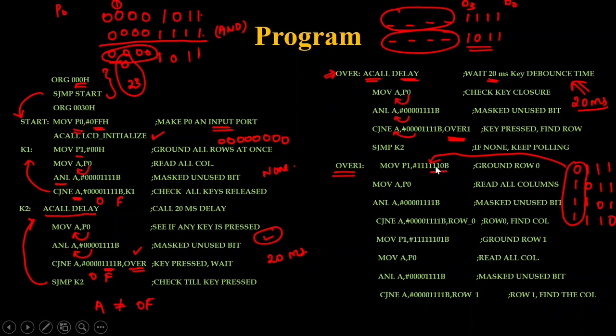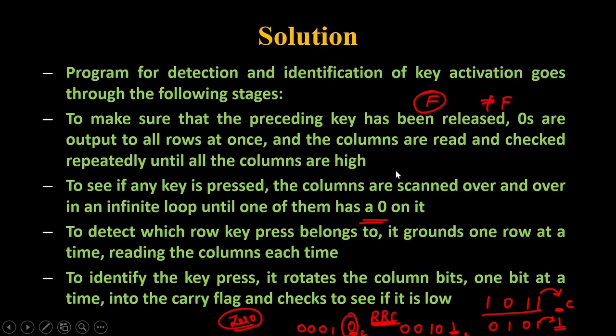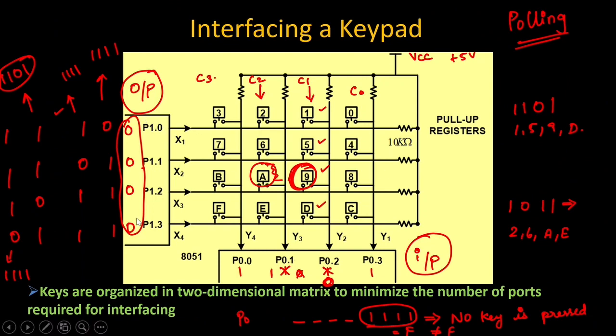So 1, 2, 3, 4, 5, 6, 7, 8. One more 1 should be there, right? So it is going to check for that, and after that I can give those values to P1. This is your P1, right? Here I am going to give these values to make sure which key is being pressed, right?